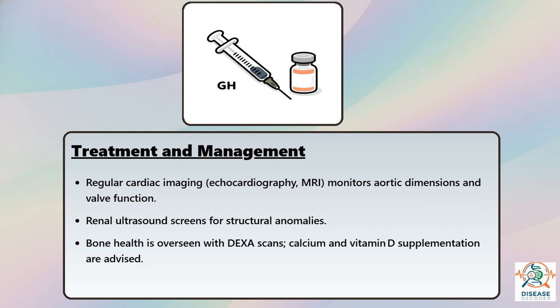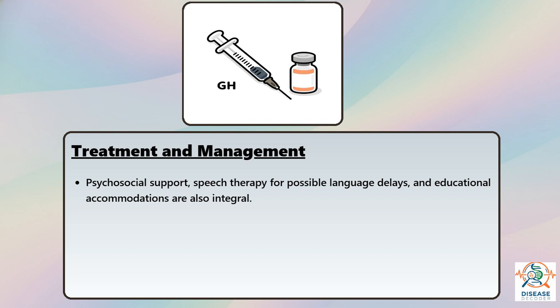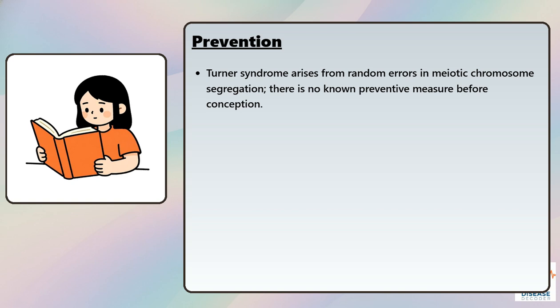Bone health is overseen with DEXA scans. Calcium and vitamin D supplementation are advised. Psychosocial support, speech therapy for possible language delays, and educational accommodations are also integral. Turner syndrome arises from random errors in meiotic chromosome segregation. There is no known preventive measure before conception.